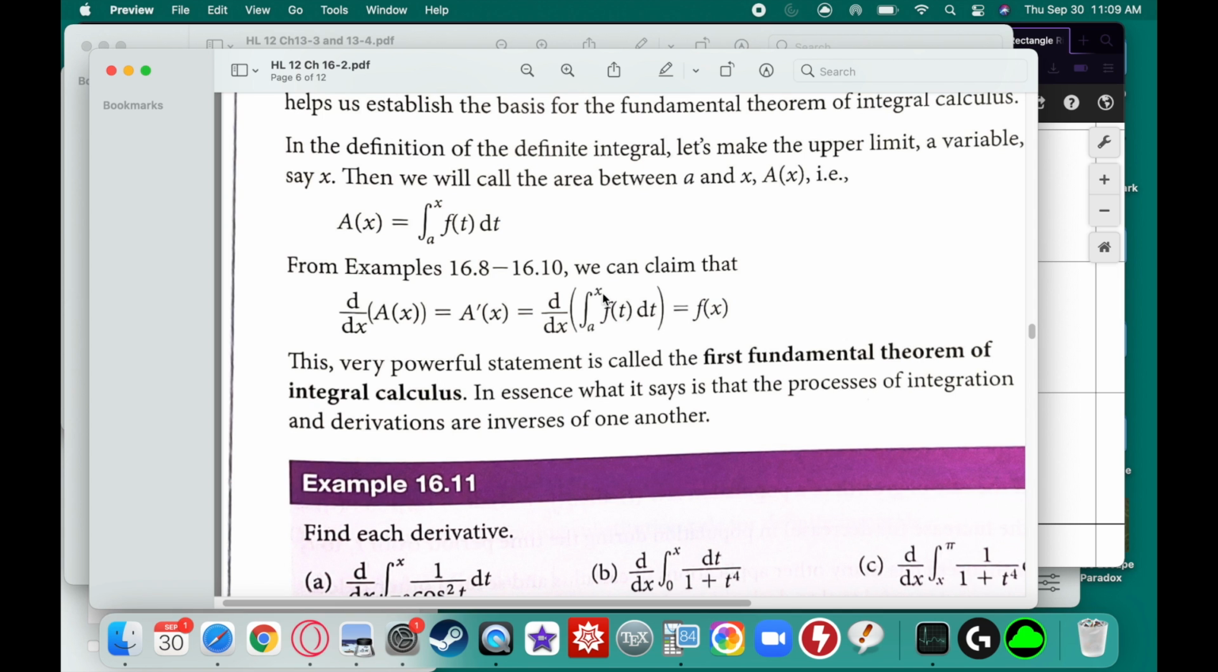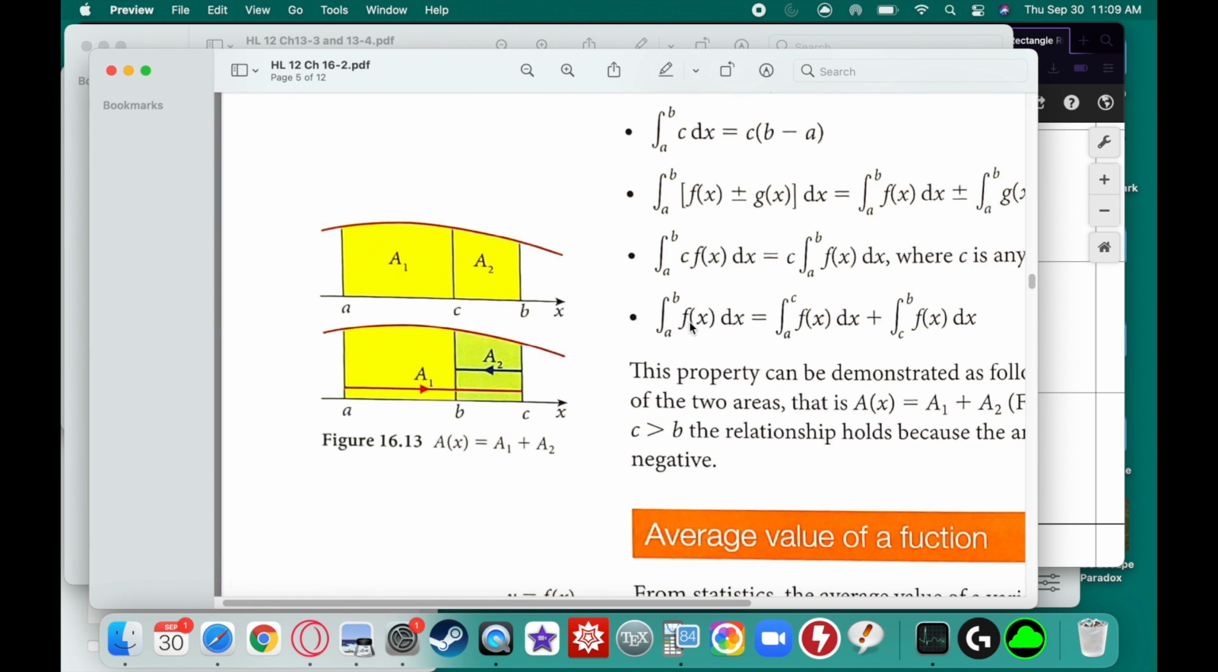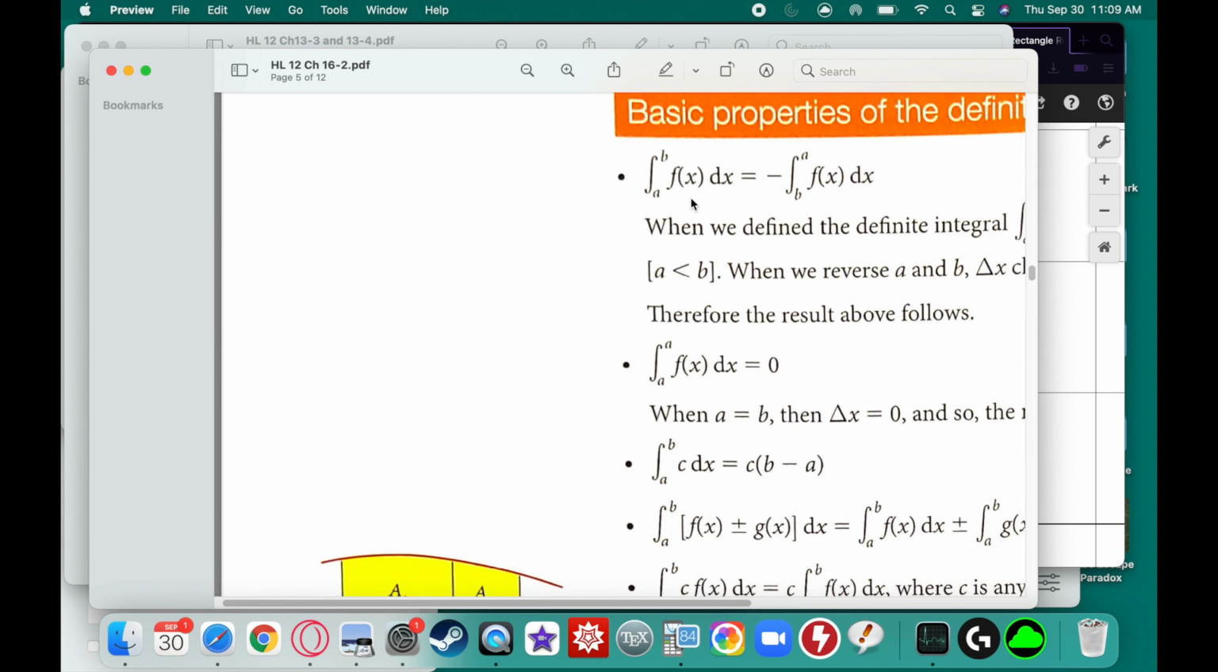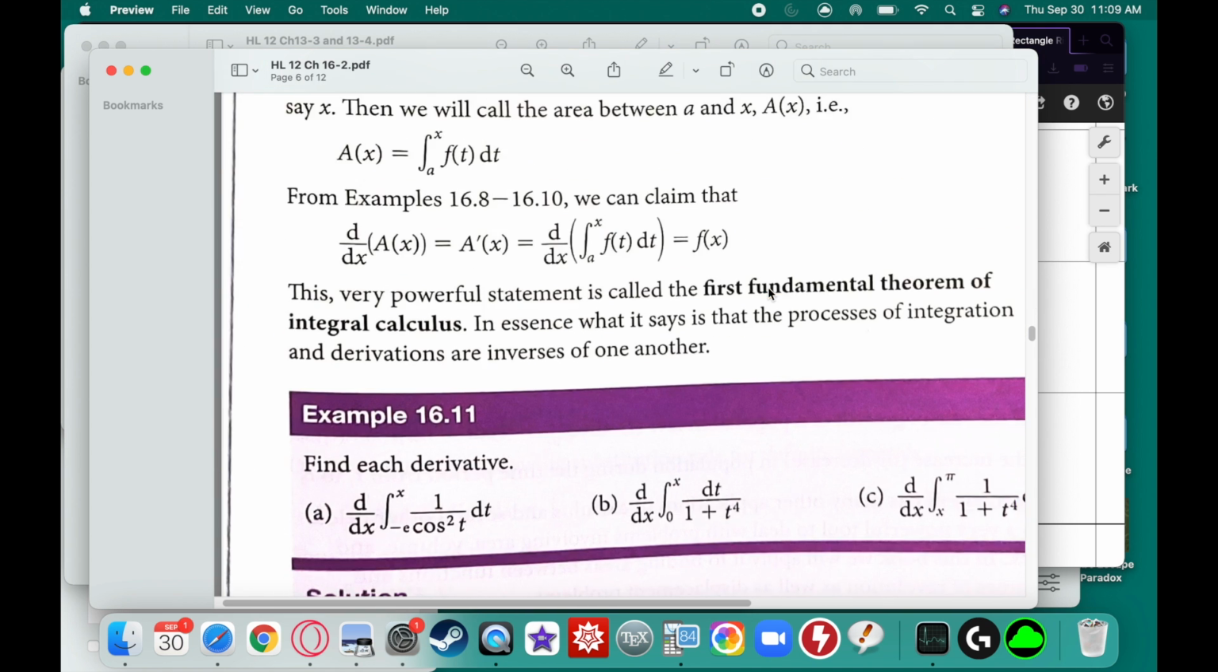So the key here is you have to make sure that this top value is x when you take the derivative of it, and that will equal f of x. If not, you have to rely on this rule right here to switch places, put a negative out front, and then take the derivative. So let's see a couple of examples of that. This is actually super easy.